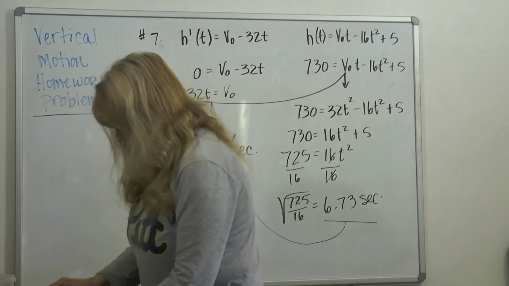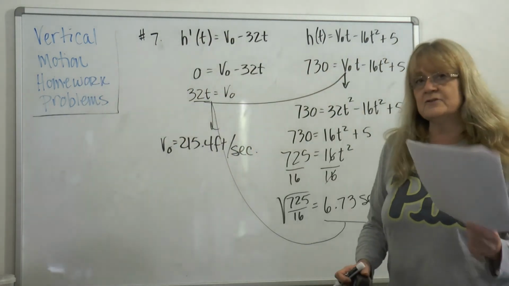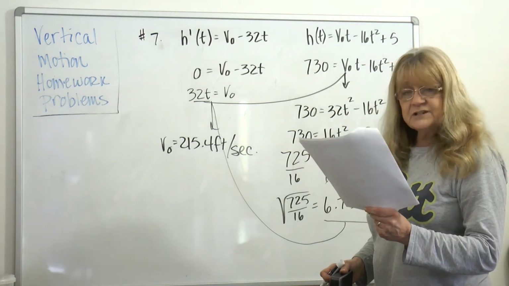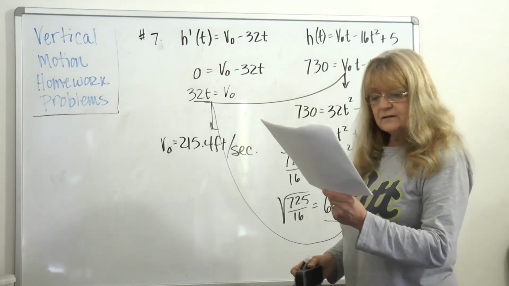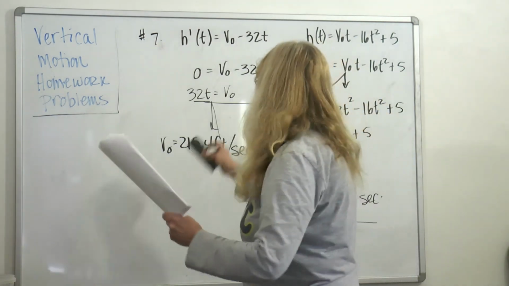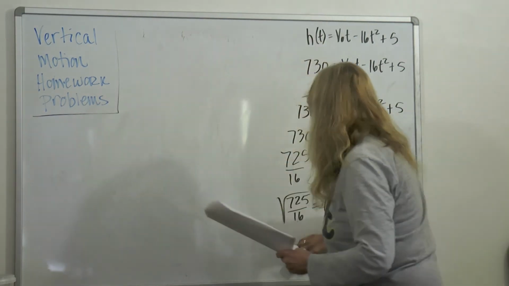Okay, so number 8 is going to be just like this one. If you want to hit pause and try number 8, we're starting from a height of 10 feet above the ground, and the maximum height that the ball goes is 925. Okay, so 10 feet above, 925 feet is the maximum height.